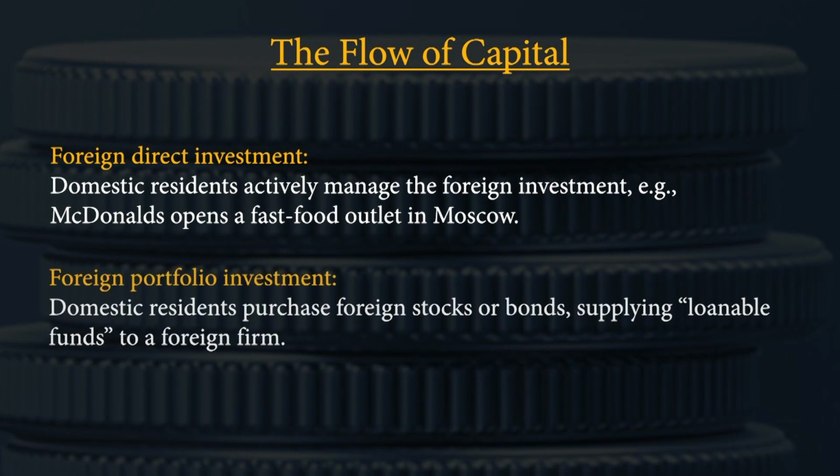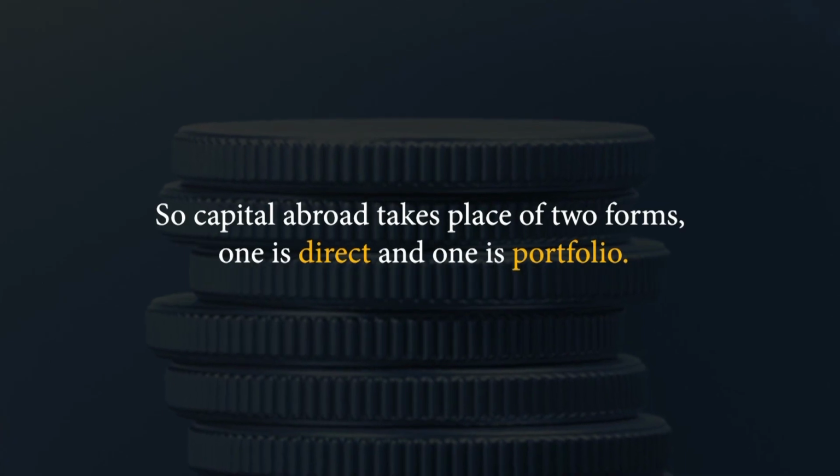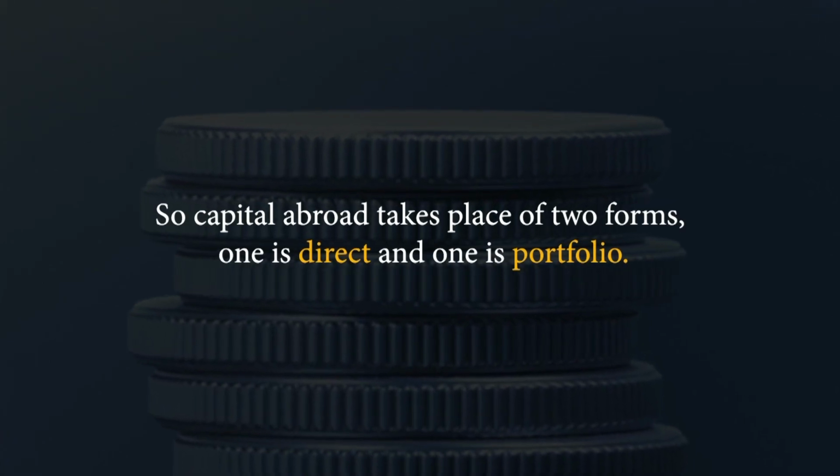And another one is foreign portfolio investment, where the domestic residents purchase foreign stocks or bonds, supplying loanable funds to foreign firms. That means any kind of fund raised by the domestic country abroad is basically earning returns in terms of foreign portfolio investment. So portfolio diversification is being done, and then we have the foreign direct investment. So capital abroad takes two forms, one is direct and one is portfolio.